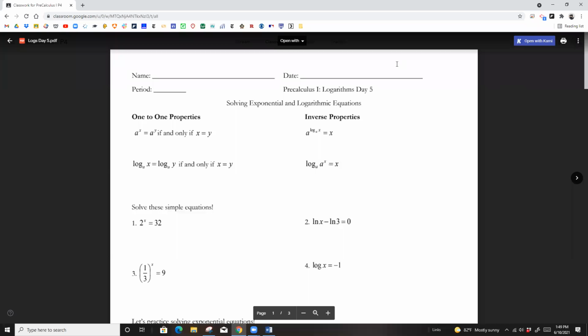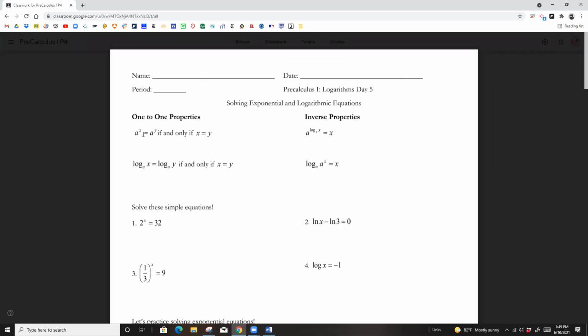All right, here we are, logs, day 5. We're gonna practice solving equations that have logs in them, so logarithmic equations and exponential equations. So first important thing are one-to-one properties.